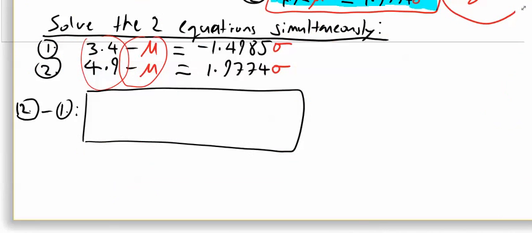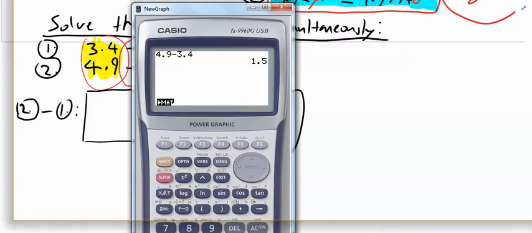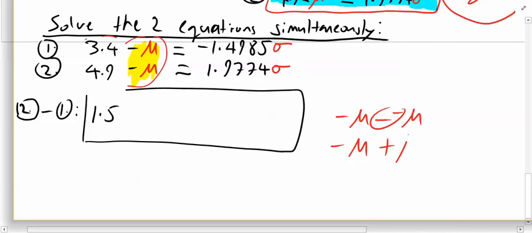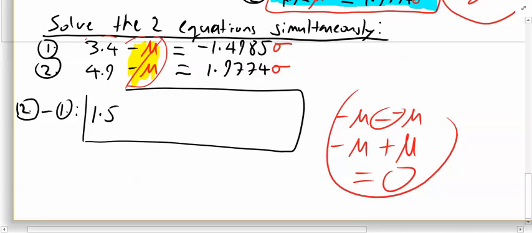So I'm going to focus firstly on the numbers on the left. 4.9 minus 3.4 is 1.5. Now I'm going to focus on the mu symbol. Negative mu minus negative mu, which is just negative mu plus mu, is going to be 0, isn't it? So that cancels out, and it's just going to be minus 0.